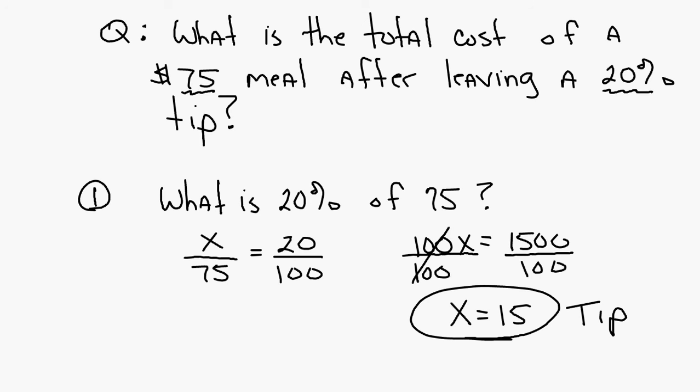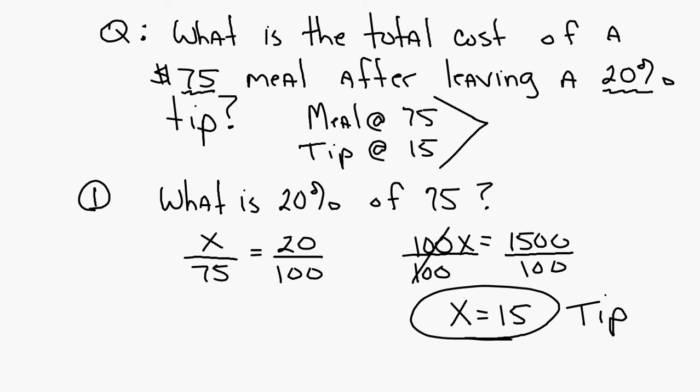Okay? So they're asking you, what is the total cost of the meal after leaving a 20% tip? So you got the meal is at 75. The tip is going to be 15. So the total cost is going to be 75 plus 15, which is $90. I don't know, because food's not cheap.